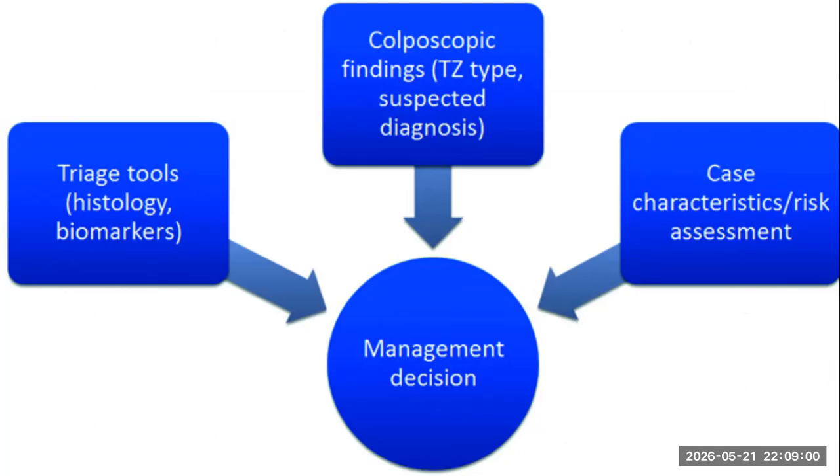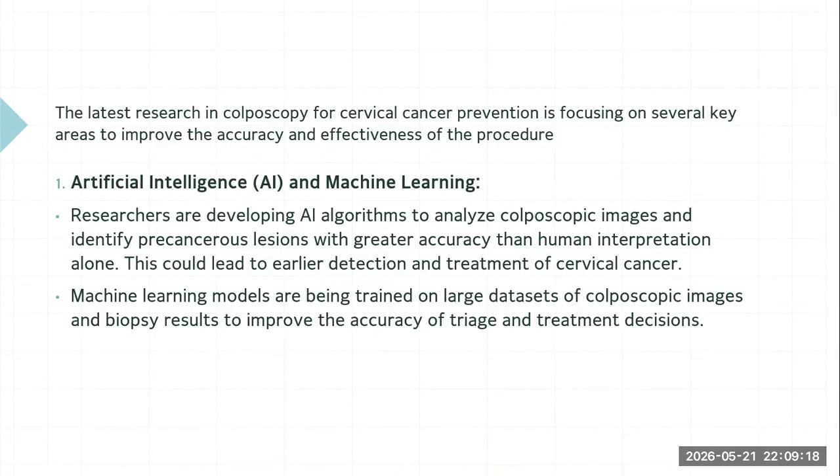So management decisions depend upon your case characteristics and the risk assessment, then colposcopic triage tools, histology, biomarkers, and colposcopic finding, TZ type, suspected diagnosis. On these, you have to take the decision. Then in colposcopy, a lot of advancements are coming.